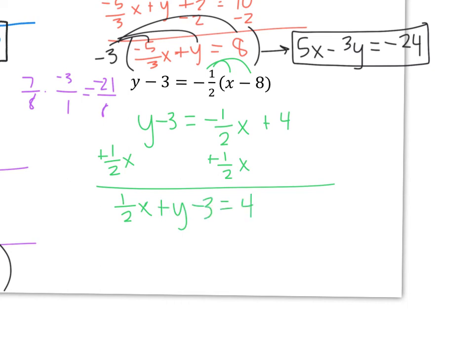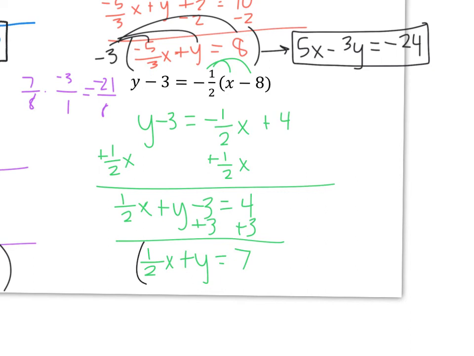Now I want to move all the constants to the other side. So I'll add 4, or excuse me, add 3. Whoops. There we go, add 3. And I get 1/2 x plus y on the left-hand side is equal to 7. We're almost done here with our standard form, but we have a fraction. Even though our ax term is positive, we can't have fractions.